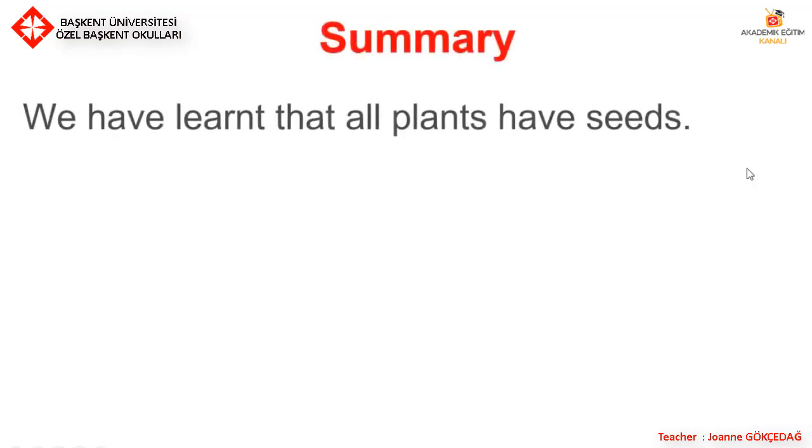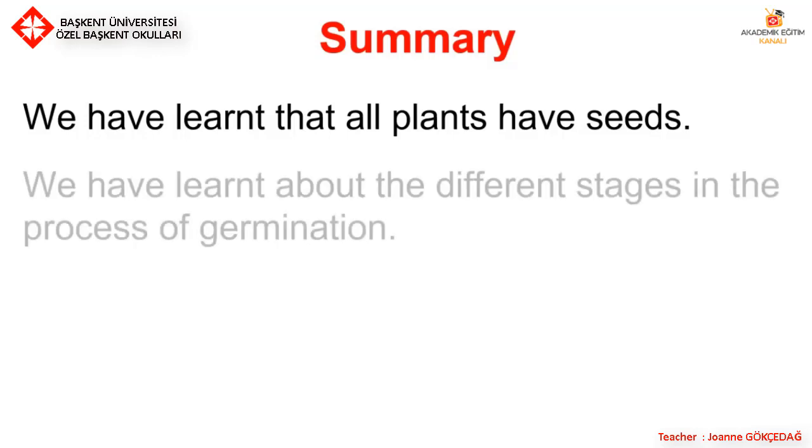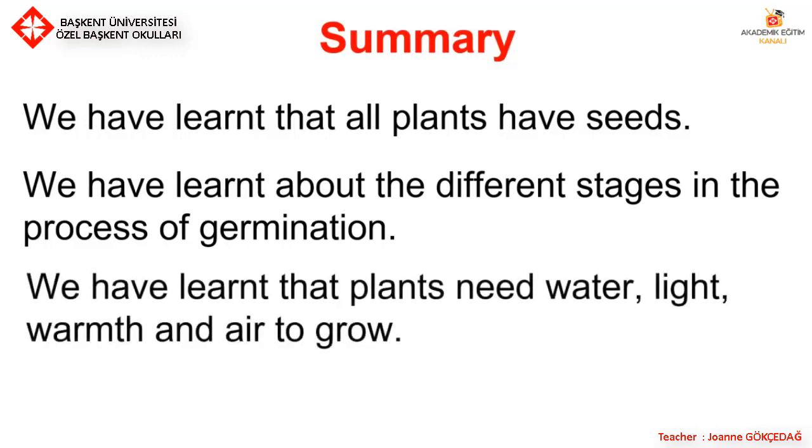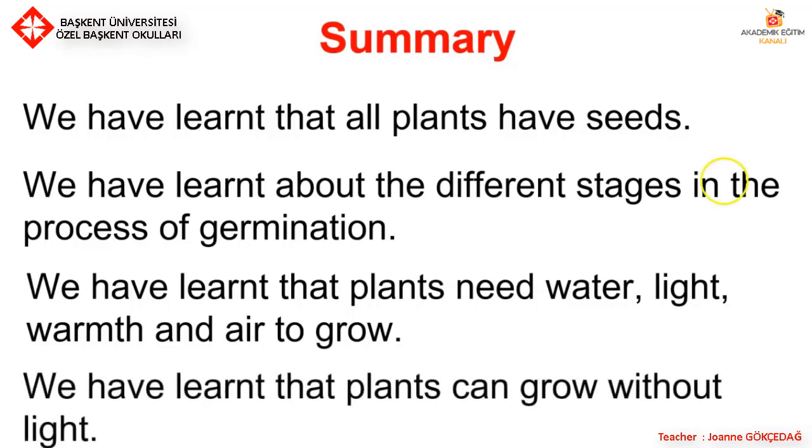So our summary. We've learnt that all plants have seeds. We've learnt about the different stages in the process of germination. We've learnt that plants need water, light, warmth and air to grow. And we've learnt that plants can grow without light.